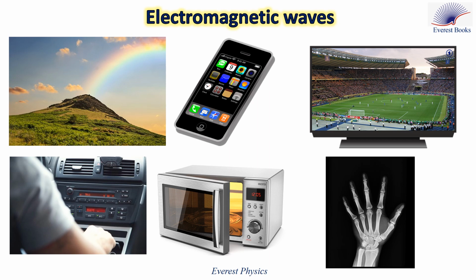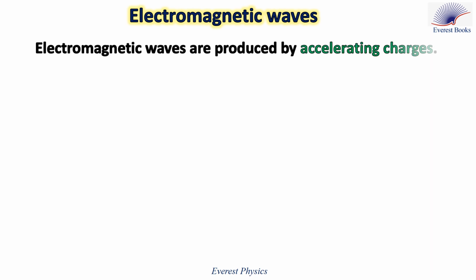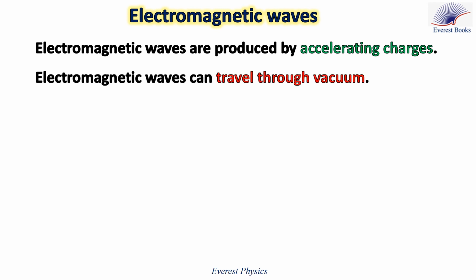X-ray is an electromagnetic wave. Electromagnetic waves are present everywhere around us, but most of them are invisible to the human eye. In previous episodes, we have seen that mechanical waves are produced by vibrating objects. Now, electromagnetic waves are produced by accelerating charges. Unlike mechanical waves, electromagnetic waves can travel through vacuum. And of course, they can travel through material mediums like solid, liquid, or gas.